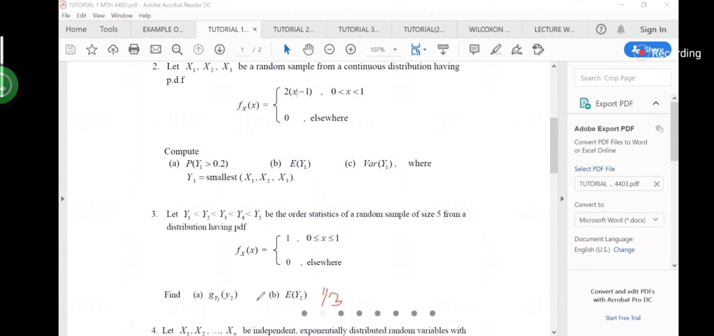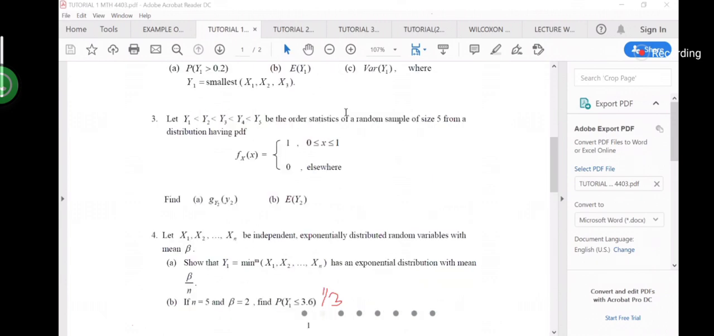All right. Next, let's look at number 4. Padam dulu. Okay. Number 4.